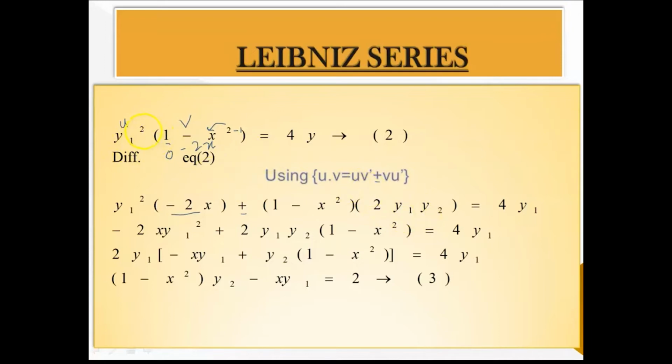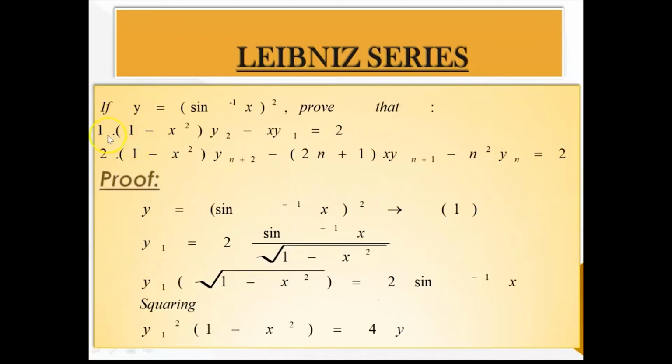How? The power will be written first, so 2 y1, and we will take the derivative of our variable y1. So the derivative of y1 will be y2. The second derivative of our y will be y2. I wrote this y2 here, and then 4 y1 from there. The 4 is a coefficient here, so it will not be differentiated, and we will differentiate this y. So the derivative of y will be y1, so I wrote it here. Now I multiplied the whole values, took common, and now we have proved (1 minus x squared) y2 minus x y1 equals 2. We have proved this part.